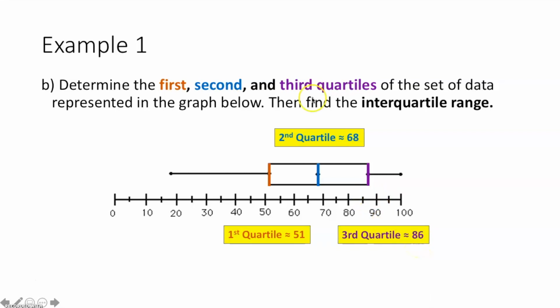That's your third quartile. Then to find the interquartile range, all you have to do is subtract these 2 values. You take the third quartile, subtract the first quartile, and you get your interquartile range, which is about 35.